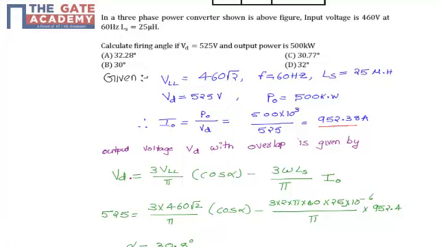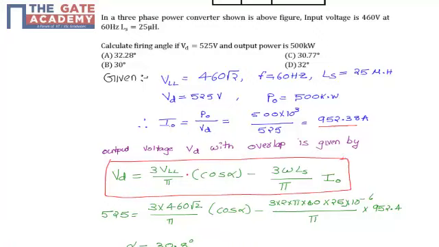The output voltage Vd with overlap is given by the formula: Vd is equal to 3 V line to line by pi cos alpha minus 3 omega Ls by pi I0. From this we can find the value of firing angle alpha. This is the formula to calculate the voltage Vd with overlap.